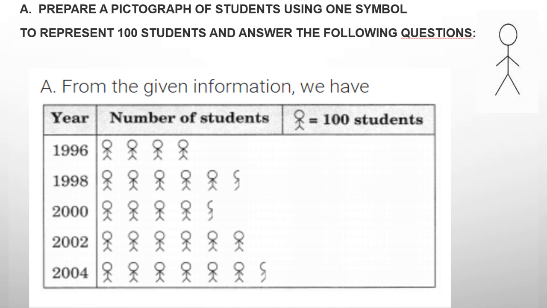Now coming to 2002, how many children are there? 600. So how many symbols I have to draw? 6 symbols, as each symbol represents 100 students. 1, 2, 3, 4, 5, 6. In 2004, how many students are there? 623. So how many symbols I have to draw? 6 symbols. 1, 2, 3, 4, 5, 6. 6 into 100 is 600 and half symbol.